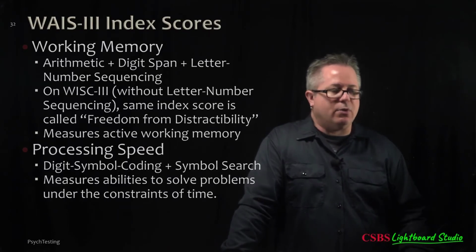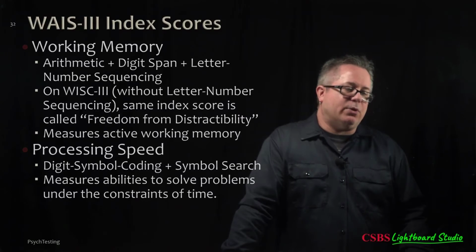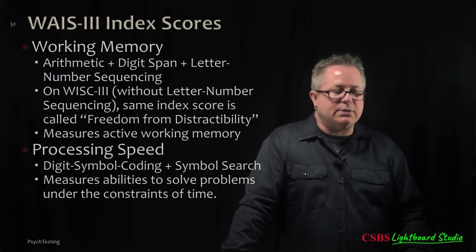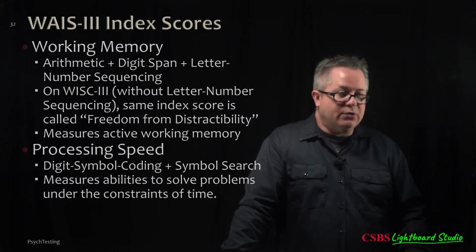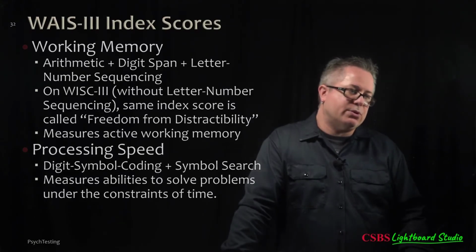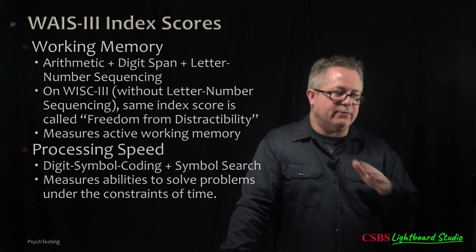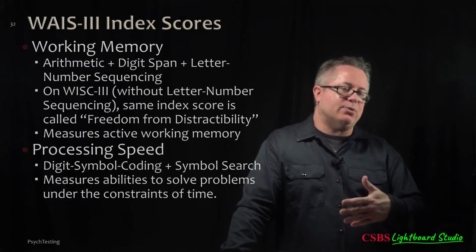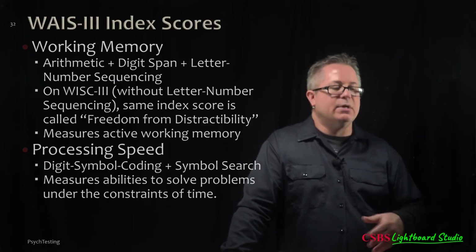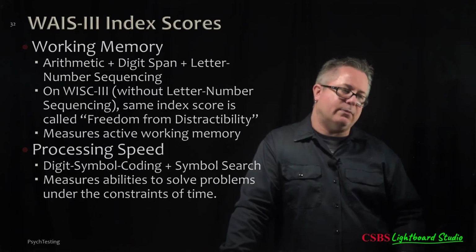On the WAIS it's called working memory, but for the kids they call it freedom from distractibility. It measures active working memory, and the processing speed index score puts together digit symbol coding and symbol search. Because they really get at how quickly you can take something like a symbol and process information, be able to find the symbol, or have that symbol reflect a digit in a sequence. So it really gets at your processing speed for things like symbols.